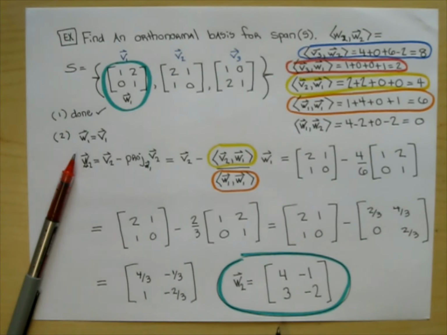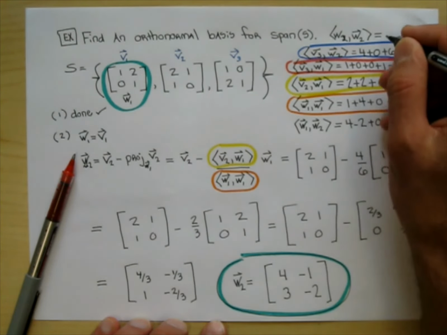And then a W2 dotted with itself. This is going to give me 16 plus 1 plus 9 plus 4. That's not 16, is it?